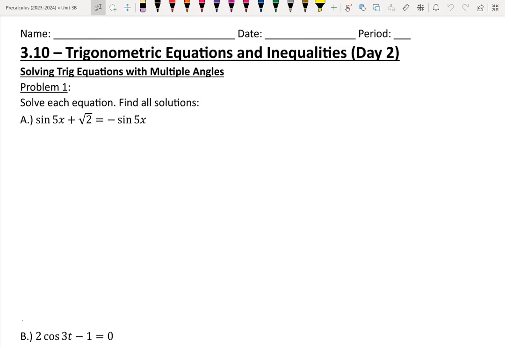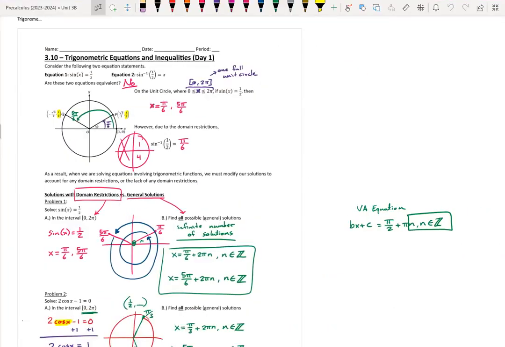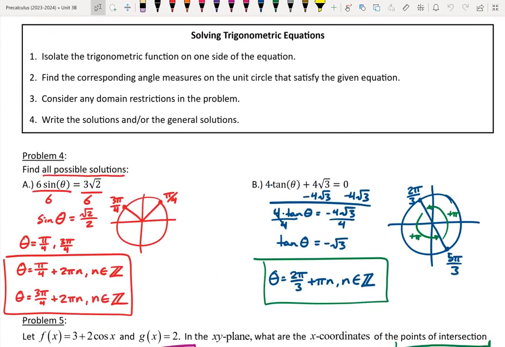So let's go ahead and recap what we did yesterday, to remind ourselves of the process of solving that we saw. Step 1 was to isolate the trig function on one side of the equation. In problem 4b, with that tangent, we moved the 4 rad 3 over, then divided by 4, and got tangent by itself. Once the trig function was by itself, we found the corresponding angle measures on our unit circle that satisfied the given equation.